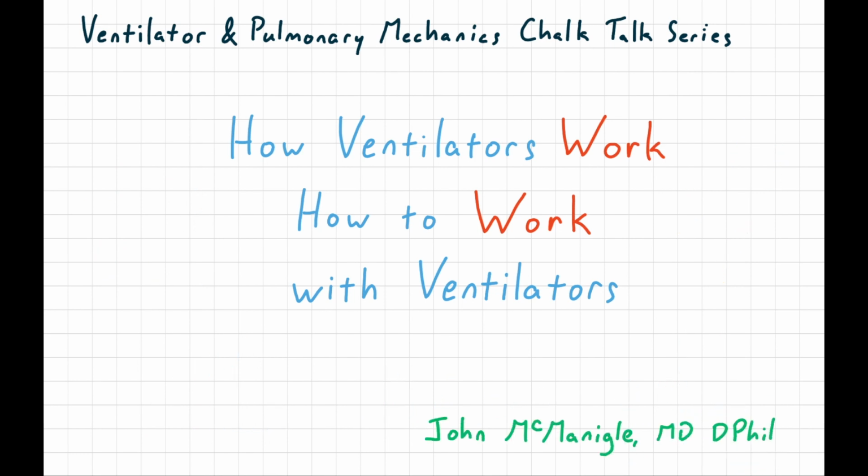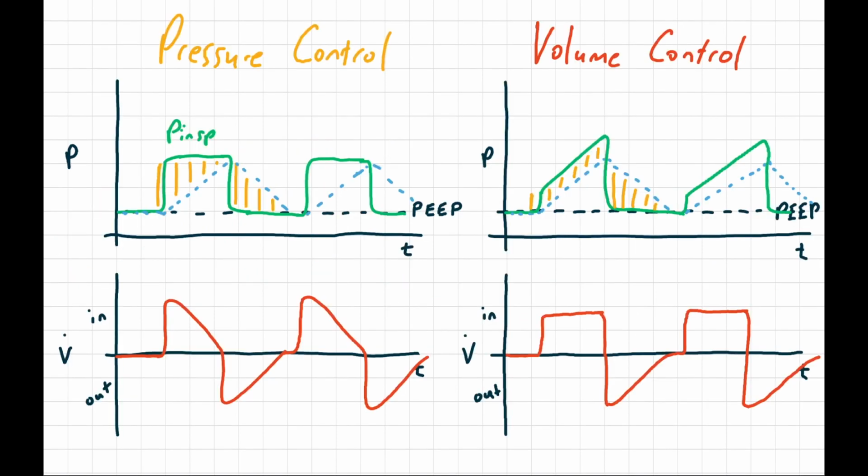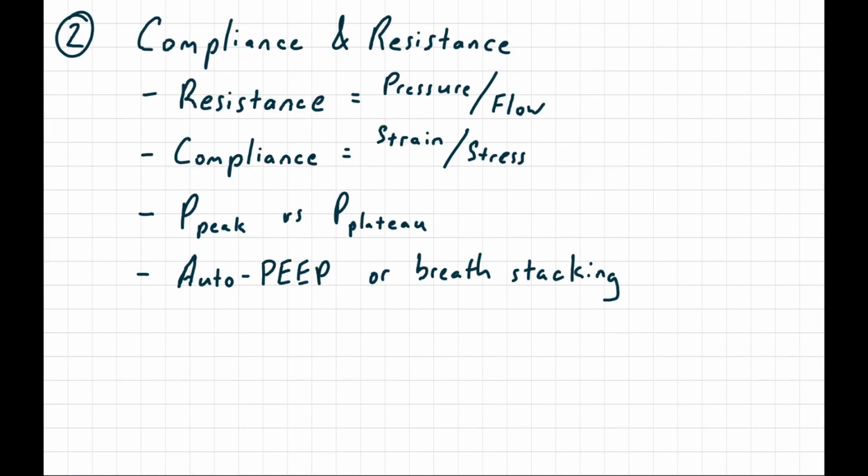Let's get started. In the first talk, we built up a mental model of a ventilator and used Ohm's law of resistance to figure out the pressure and flow over time graphs for the most basic ventilator modes, pressure control and volume control. This time, we're going to fill in some of the details of compliance and resistance, and then do a little bit of differential diagnosis that you'll need when you're working a ventilator.